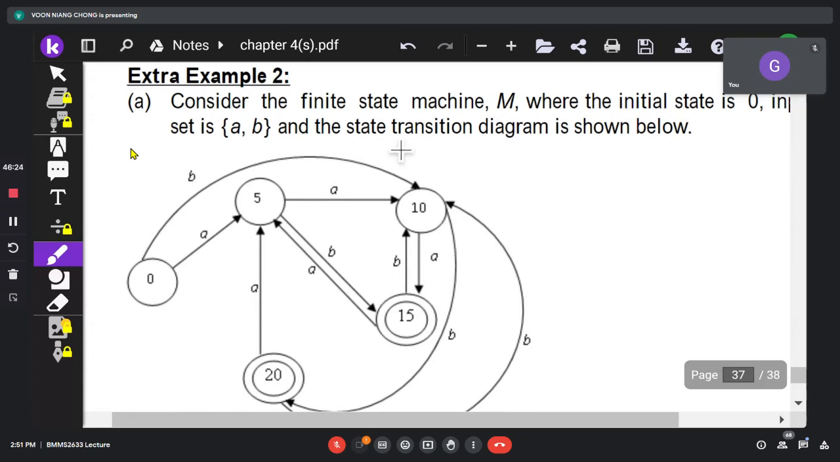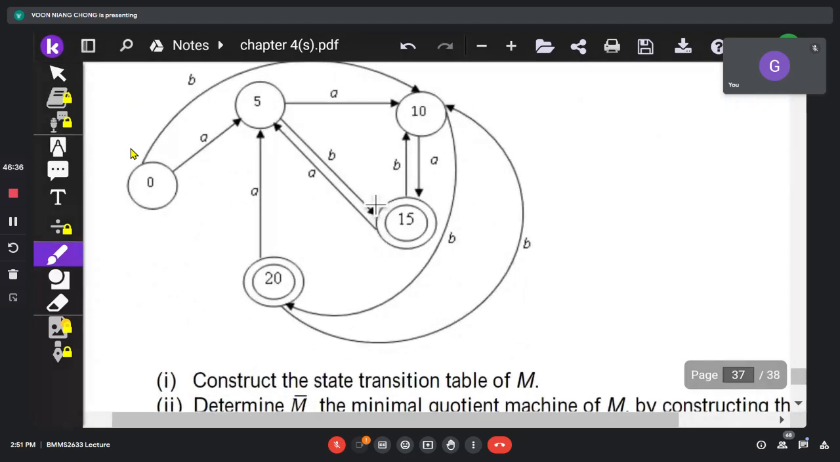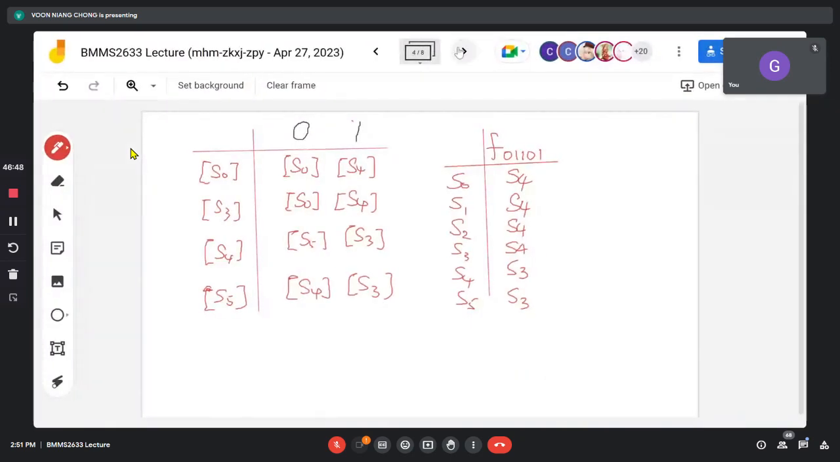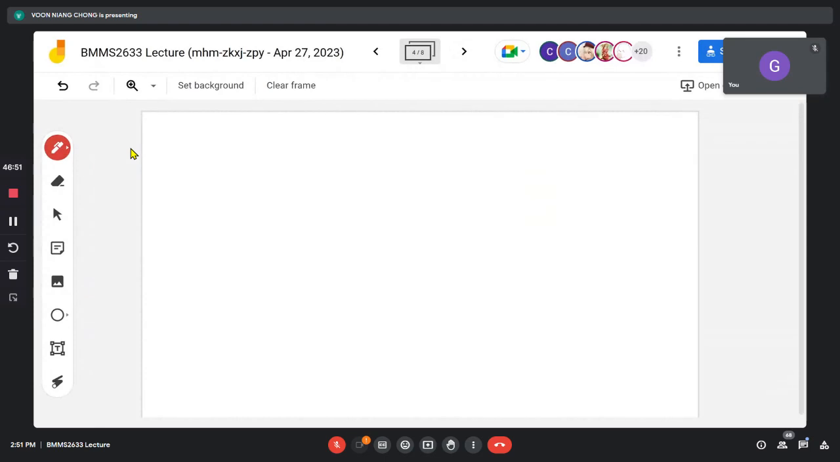We need to divide because here you have acceptance set and non-acceptance set. So here is 15 and 20 for the acceptance set. 0, 5, 10 is the non-acceptance. So we will put 0, 5, 10 in one class, 15 and 20 in another class. So put the 0, 5, 10, and then 15, 20 in different classes.